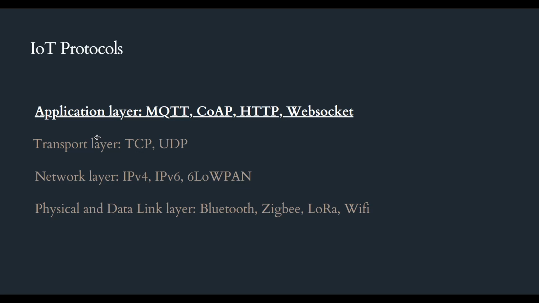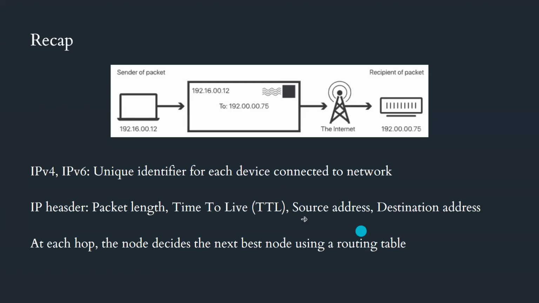The reason is that the MQTT and CoAP protocols are very popular in IoT networks. We will also go through a recap of the IPv4 and IPv6 protocols. These protocols are used to address devices and give a unique identifier for each device that is connected to the network. And then the IP, the Internet Protocol, defines the header such that it gives information on the packet length, the time to live.